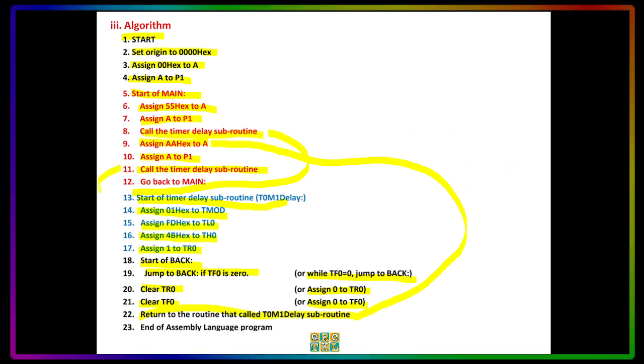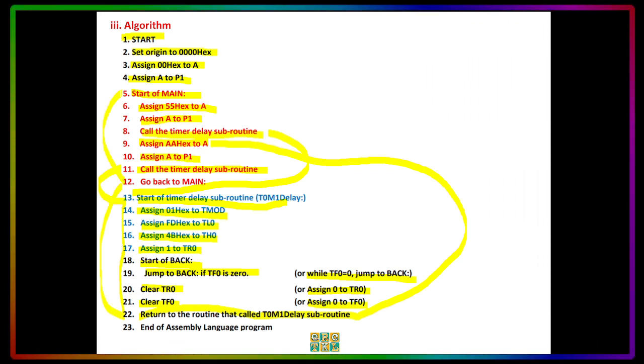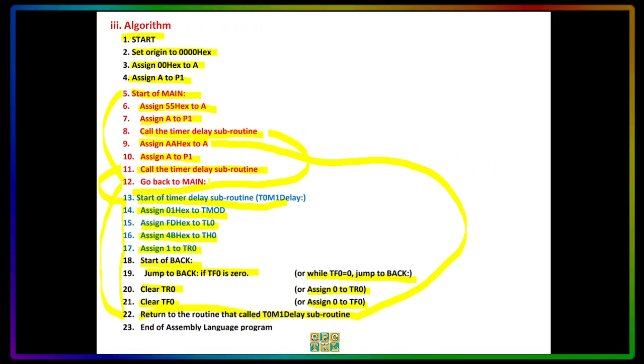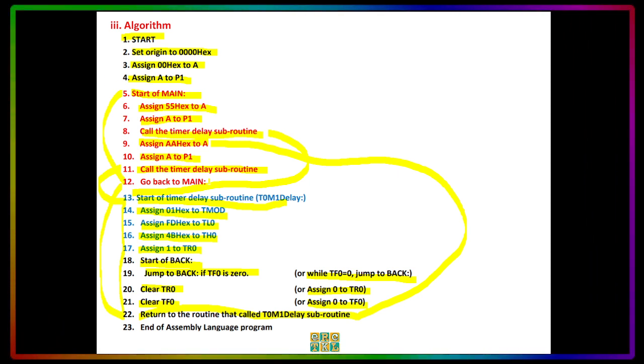So line number 13 up to line number 22 will be just repeated, and then it will go back to line number 12, and then from 12 it will go back to main, and the program will repeat. In other words, P1 will become 55 hexa, and then it will become equal to AA hexa, which will be like 0101, 0101, and then it will become 1010, 1010. It's like saying that the LEDs will be off on, off on, off on, off on. It will become on off, on off, on off, on off for the 8 LEDs.